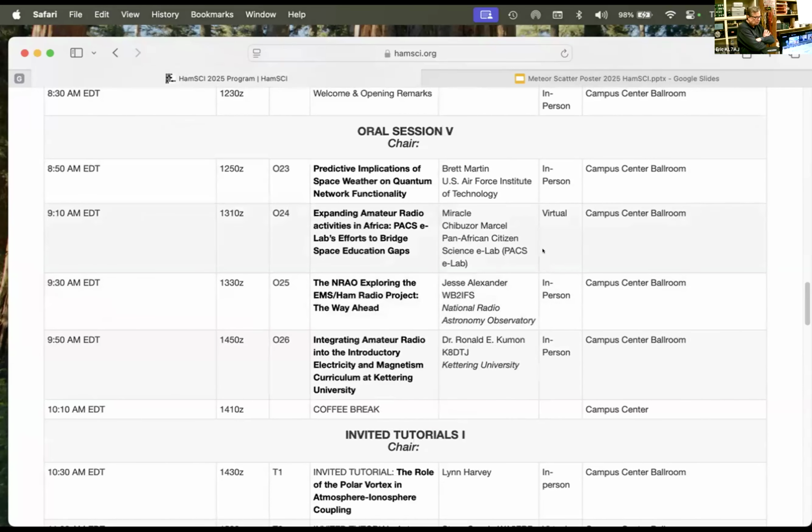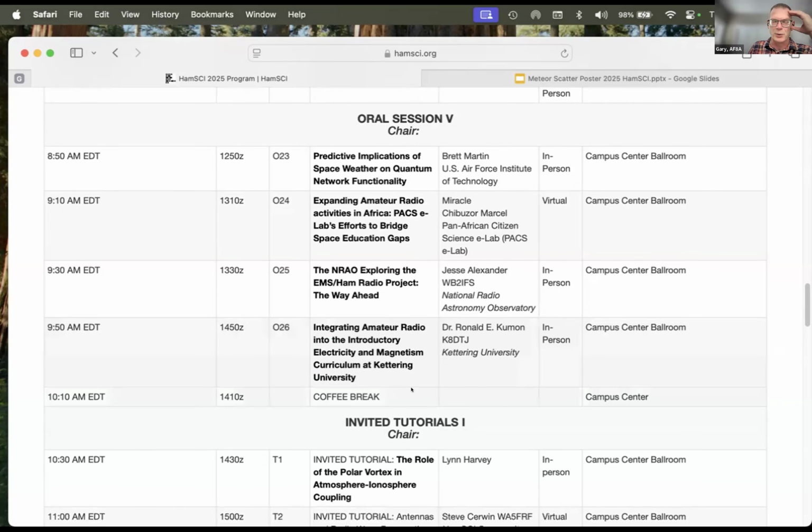Some more interesting talks and some things on the education side a little bit. Ron will be here speaking about Kettering, amateur radio and E&M curriculum. Electricity and magnetism, if you're not an electrical engineer, that's one of those killer courses. It's usually later in your bachelor's, typically a junior year thing. But if you haven't been weeded out by then, E&M will usually do that. At least that's how I remember it myself.